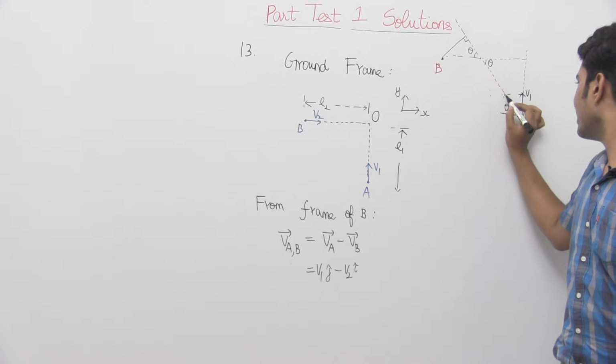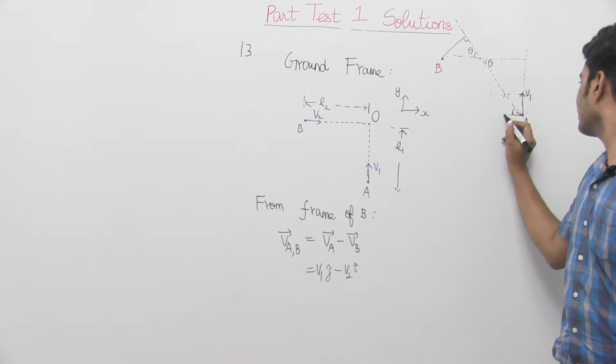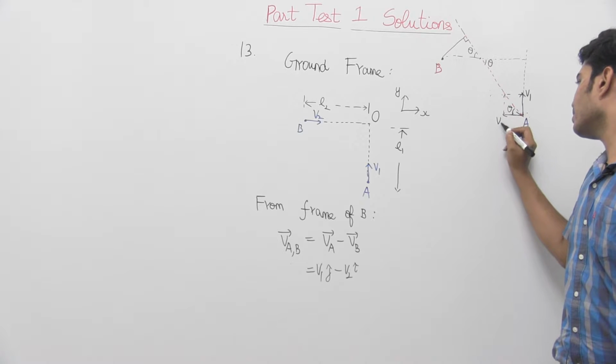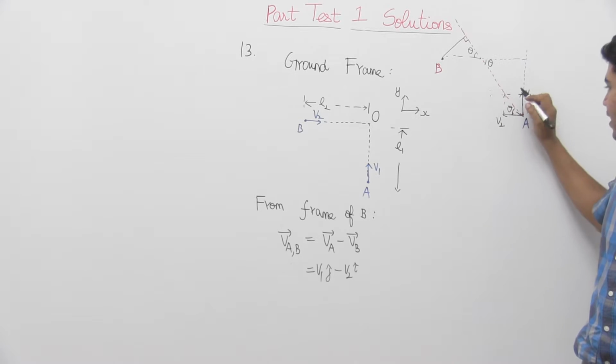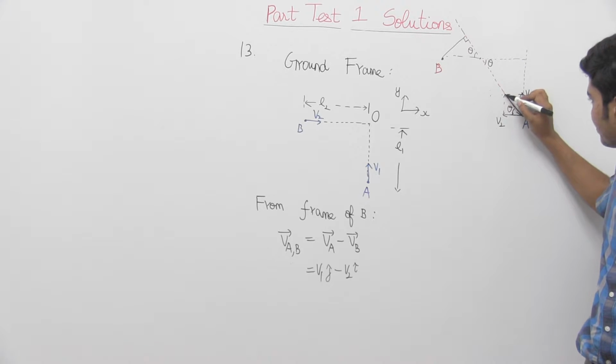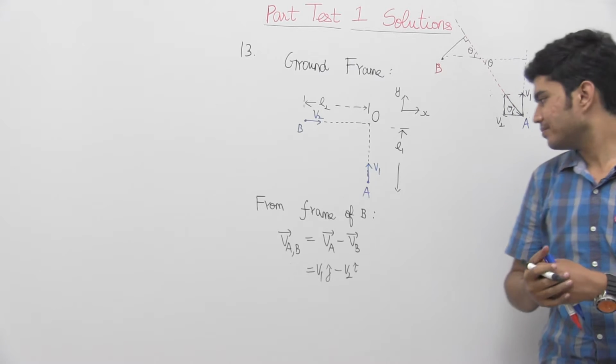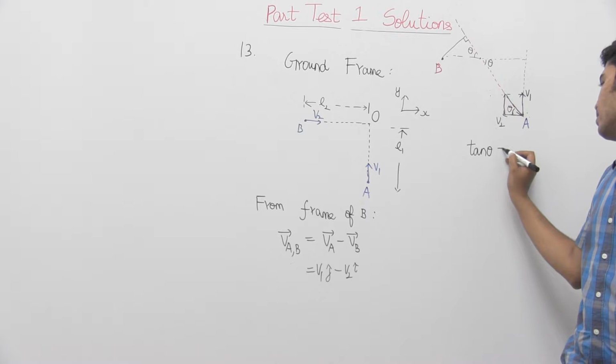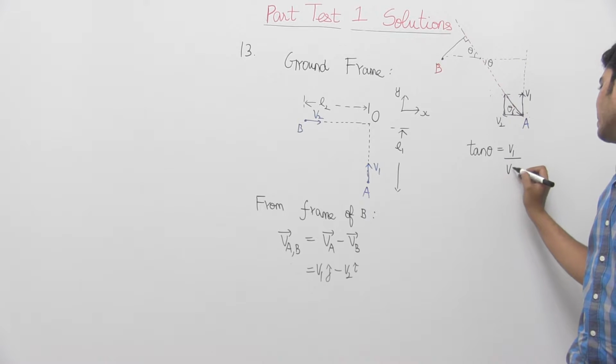And this is the net velocity. This is the theta angle. So what is tan theta? In this right angle triangle, this small right angle triangle, what is tan theta? So tan theta is actually V1 by V2. That is the number one thing.